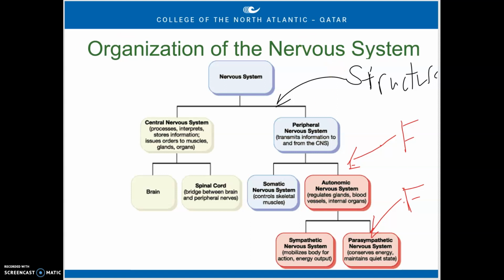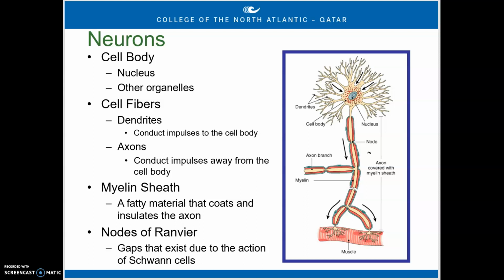The next thing we'll look at is the neurons. Now the neuron, of course, is the basic unit of the nervous system. There's lots of different cells that make up the nervous system. For example, in this slide here, we can see a neuron, and we can also see those Schwann cells. So that's two different cells. But the neuron itself is the basic unit of a nervous system.